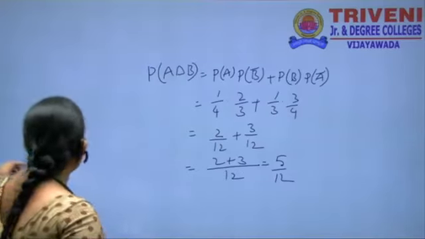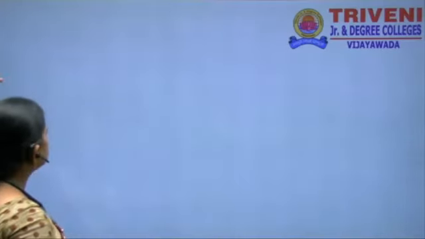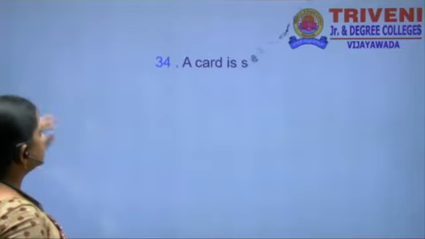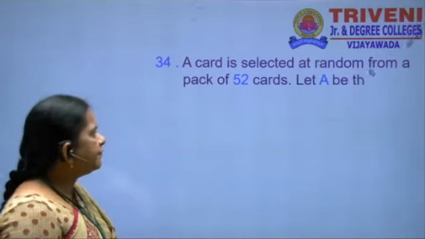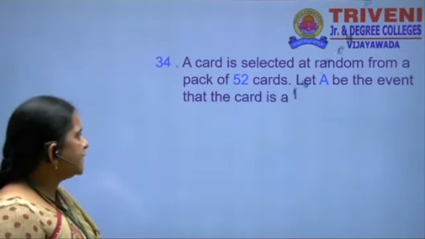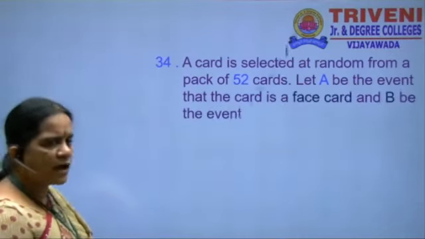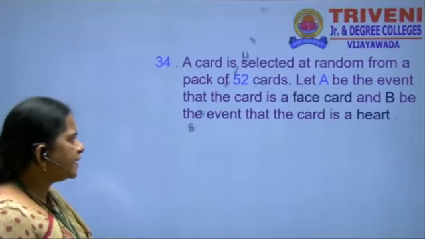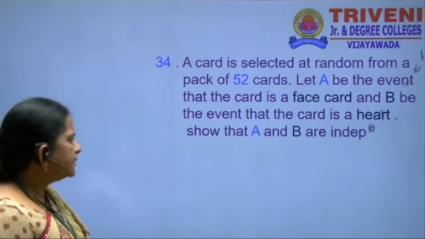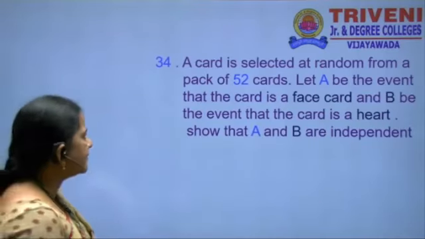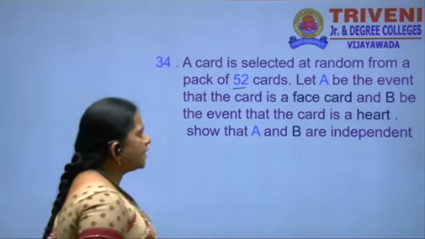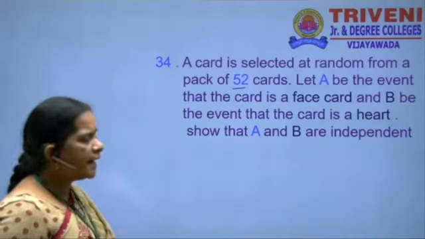Okay, and then we are going to the next one. A card is selected at random from a pack of 52 cards. Let A be the event that the card is a face card and B be the event that the card is a heart. Then show that A and B are independent events. How many cards are there here? 52. We have to select only one card at random.